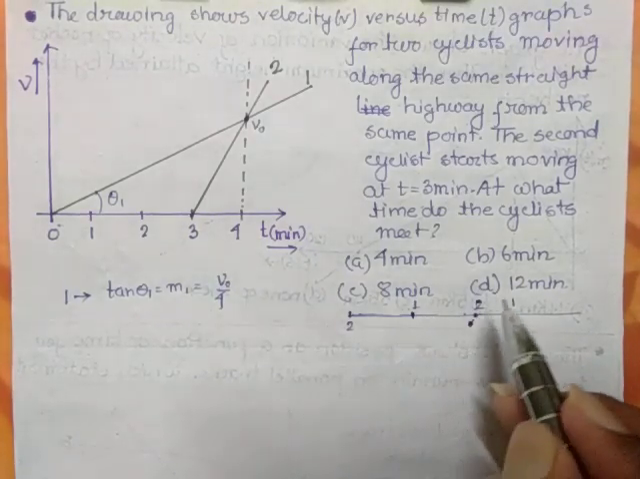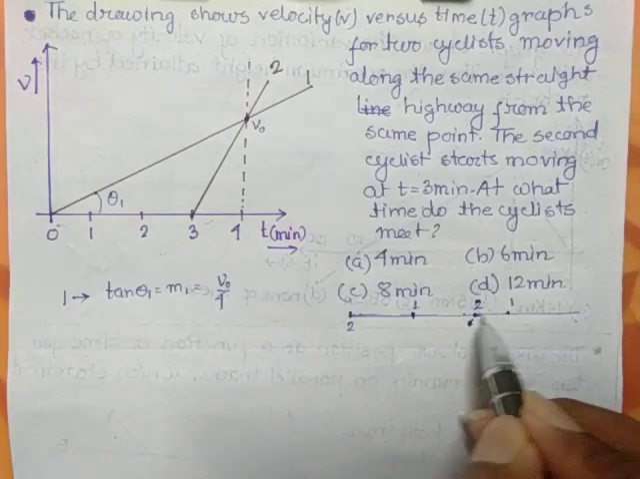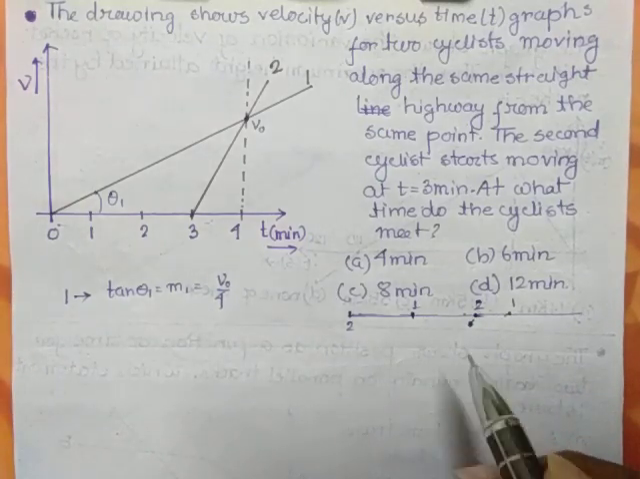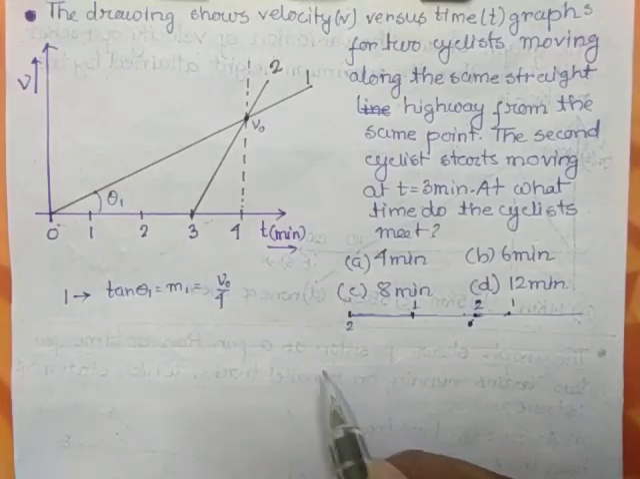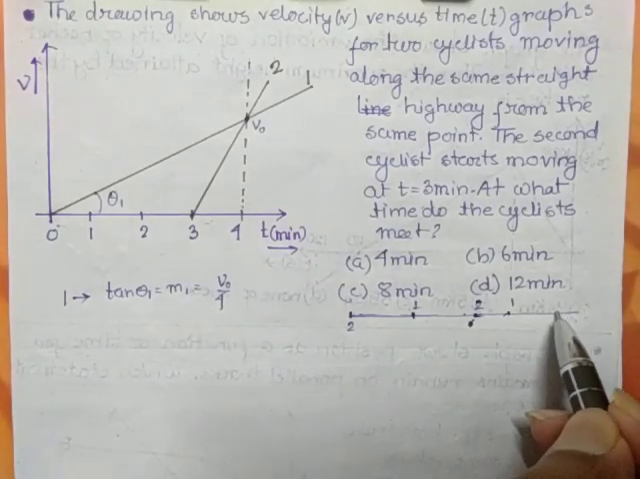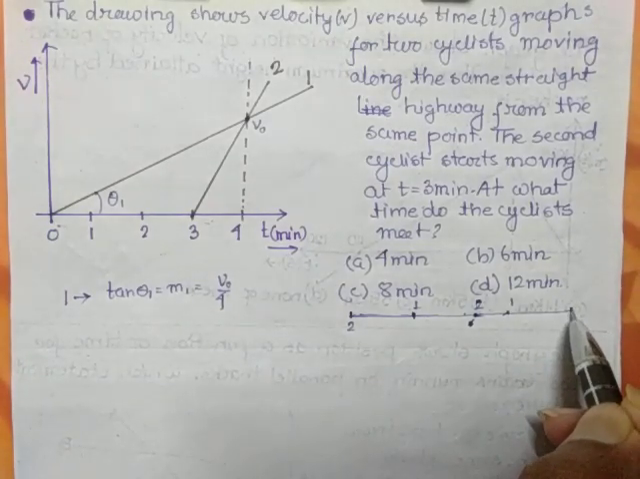And at that particular time, both of them have the same velocity, but they are at two different points on the path, not at the same point. This thing you need to understand. After that, they will move with the same velocity and they will meet each other.